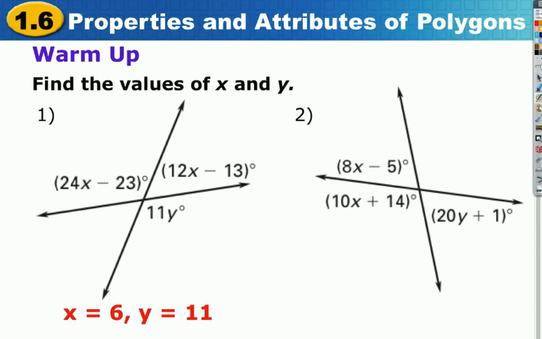Number 2, what did you get? Start with Zabari, Brian, and then Brandon. Zabari, what'd you get? X equals 9.5 and y equals 3.5. Okay. Yeah, we get x equals 9.5 and y equals 3.5.